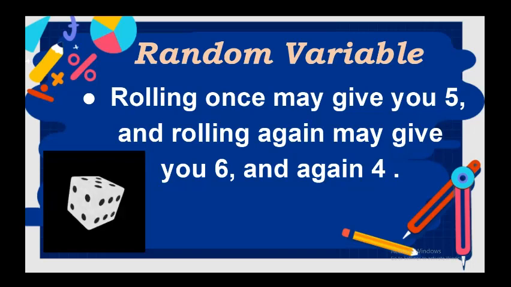Notice how the random process of rolling a die gives you a random outcome each time you perform the experiment. For example, if we roll a die, the first roll may give you 5, rolling again may give you 6, and again 4.